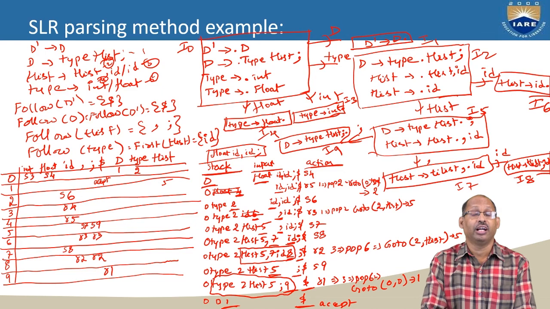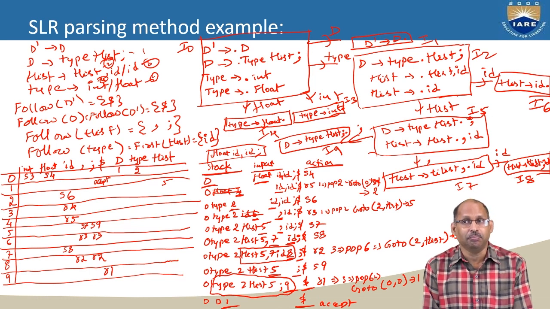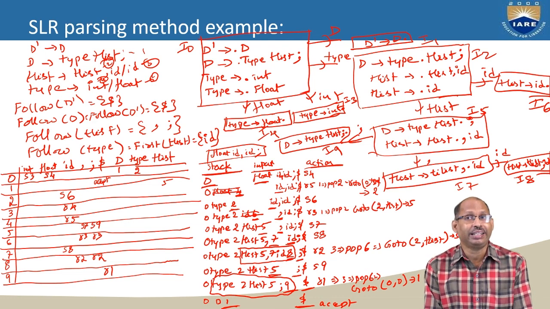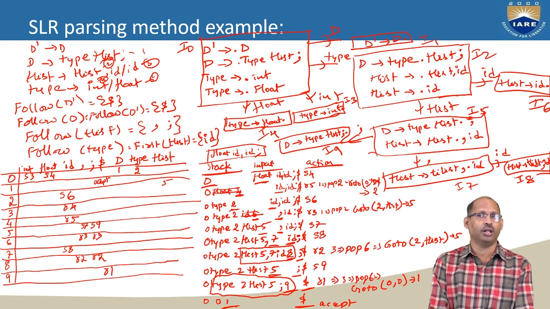So by checking with the SLR parsing method, the input string float id comma id semicolon is parsed successfully. It has correct syntax. Float means data type, then 2 variables id and id separated by comma, ending with semicolon.